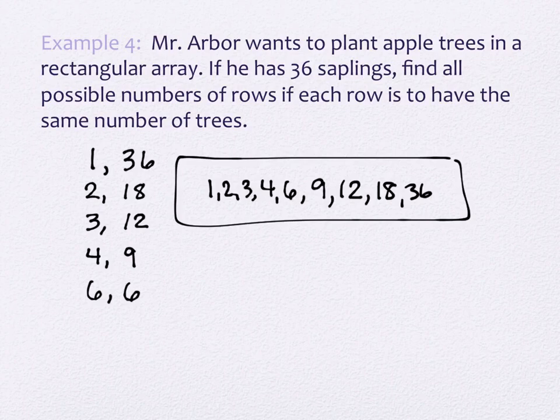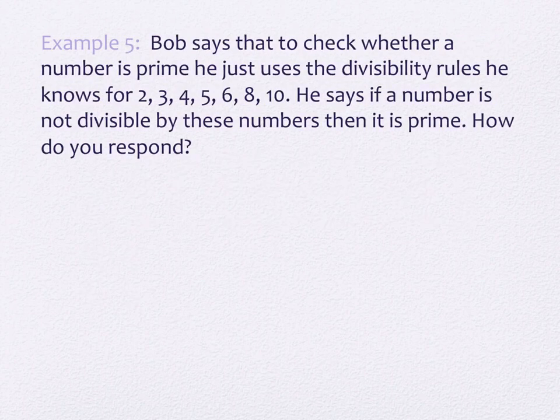Okay, last one for today. Bob says that to check whether a number is prime, he just uses the divisibility rules he knows for 2, 3, 4, 5, 6, 8, and 10. He says if a number is not divisible by these numbers, then it's prime. How do you respond? Is his method going to work? That's really what you need to decide.